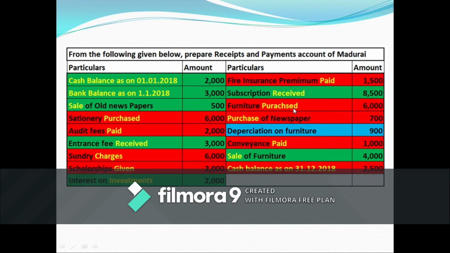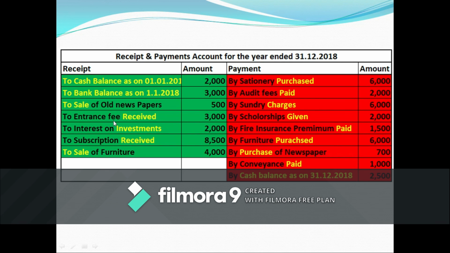Here only one account, depreciation on furniture. Receipt and payment account is the summary of cash book. Depreciation on furniture is a non-cash expense. Any non-cash transaction we never consider in preparation of receipt and payment account. That's why the depreciation on furniture is highlighted in a different color, blue color. We never consider it, please ignore the depreciation on furniture. Total receipt here, here it should be mentioned in the payment.